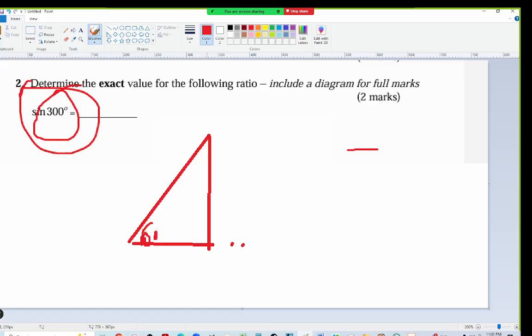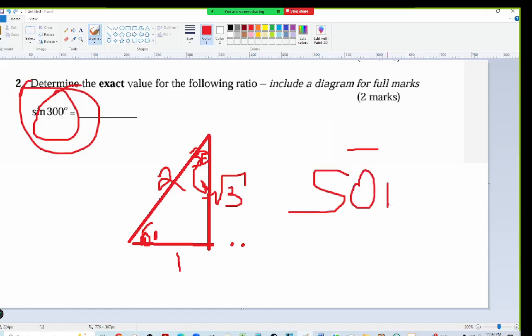We already figured out that this tall part here was square root of 3. This is 1, and that's 2. We did that just a second ago, remember? And remember, if you need to come up with 30, 30 is up there. That's the opposite to 30, and that's the hypotenuse. That's the adjacent to 30, and that's the hypotenuse. But we want sine of 30. What does the OH stand for in SOHCAHTOA? Over H. So the opposite over hypotenuse is square root 3 over 2.